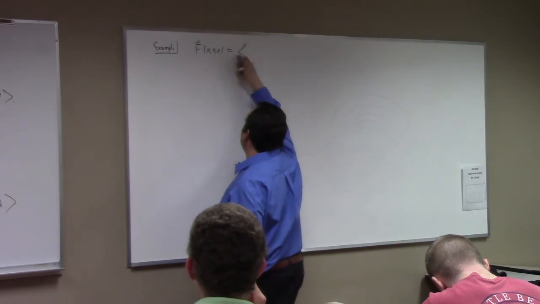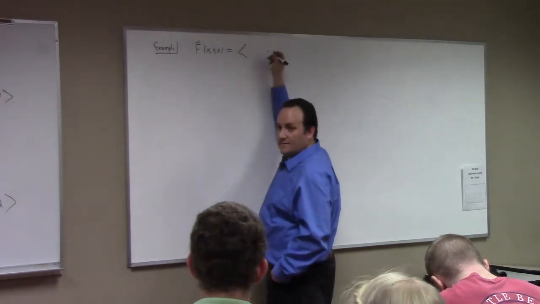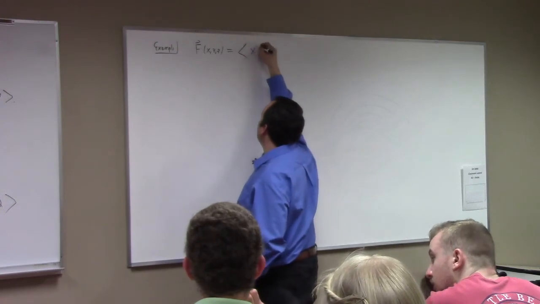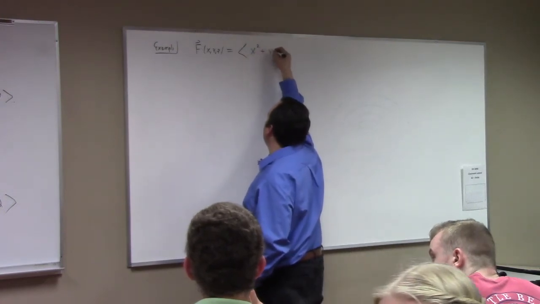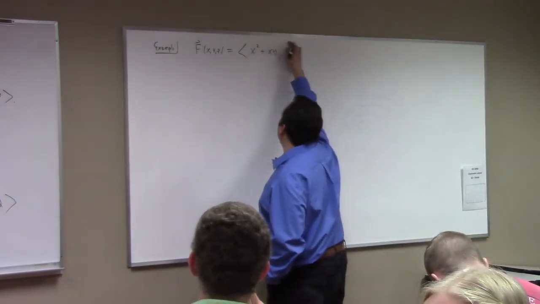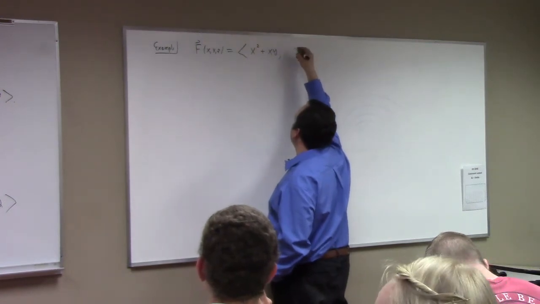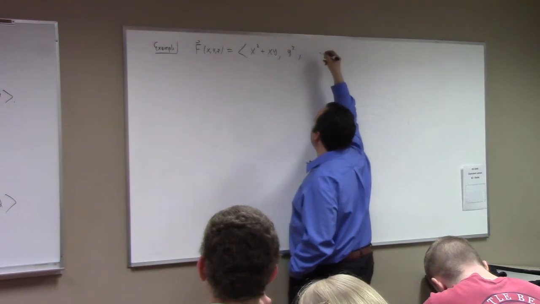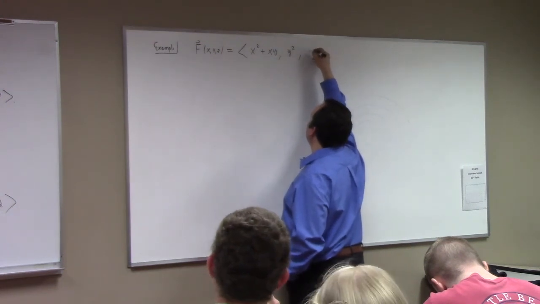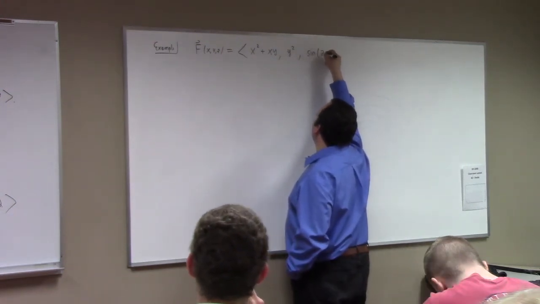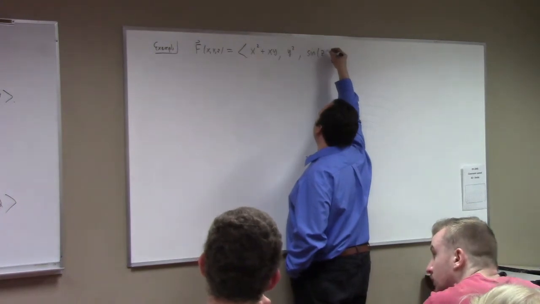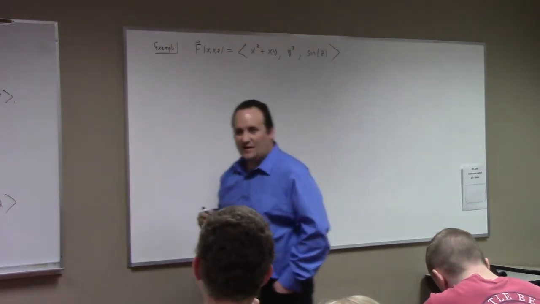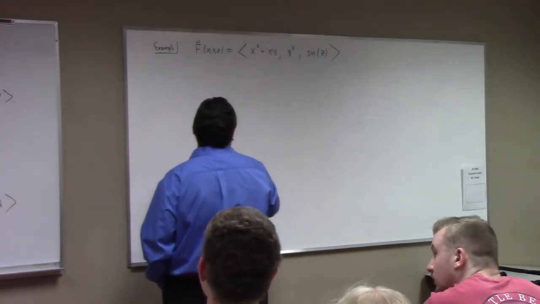So what do you want the x component to be? x squared plus xy, I'll allow it. And then y squared and sine of z. All right, I think that's sufficiently complicated. It should illustrate my purposes here.